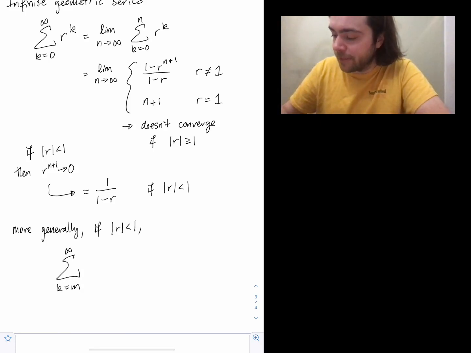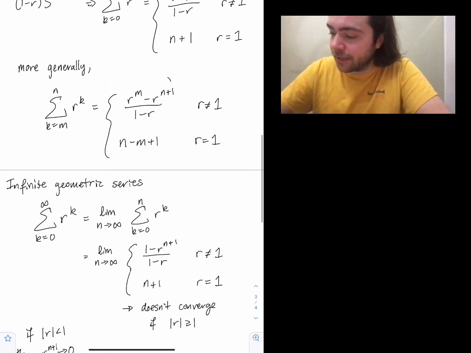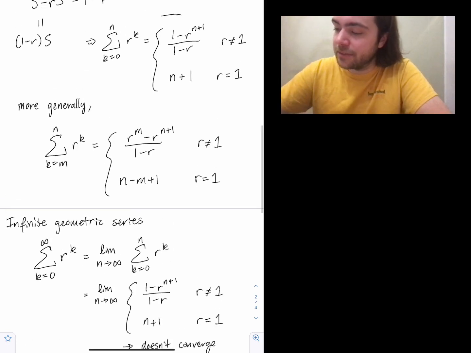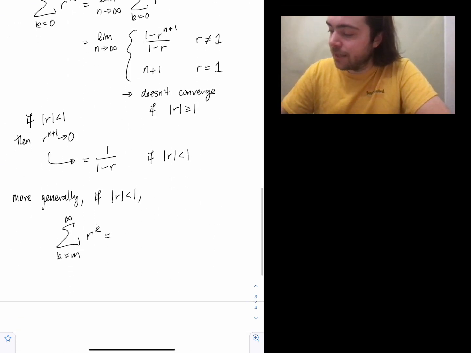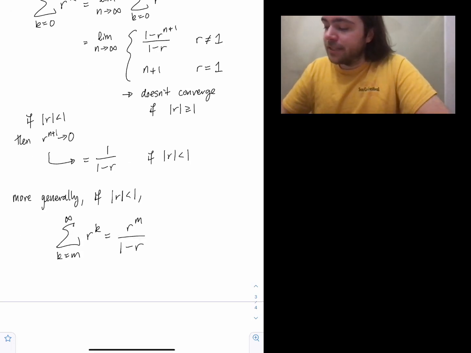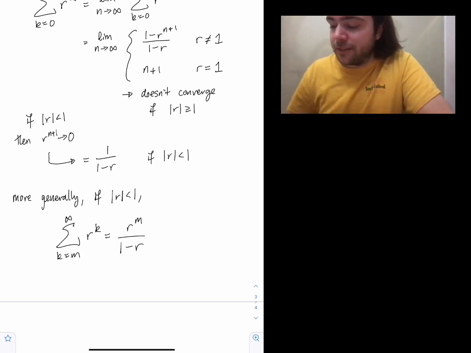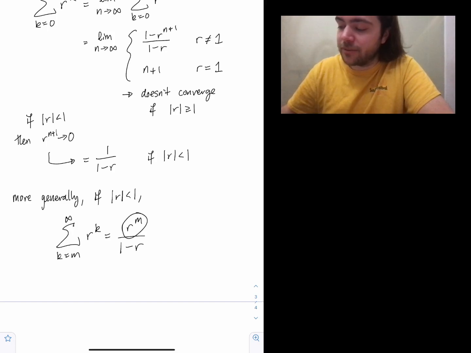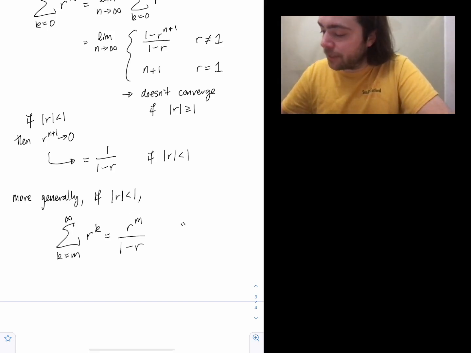I can start it at m, r to the k, and what I get, using the exact same technique as what we just did, just plugging in this expression instead of this one, but all the logic is the same, is r to the m over 1 minus r. So what if m was 2? What if I started this infinite geometric series at 2? Then I would just have r squared over 1 minus r. And people remember this by saying to themselves, this infinite geometric series sum is just the first term over 1 minus the common ratio. That's what you'll hear people say.